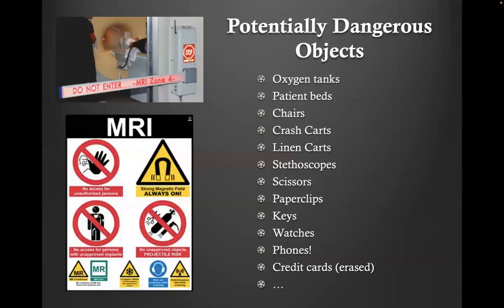So potentially dangerous objects here just shows a bunch of examples: oxygen tanks, patient beds, chairs, crash carts, linen carts, you can see here. And credit cards, don't bring them in there. They will get erased. And phones, it's probably not going to fly, but it may damage some parts of it.